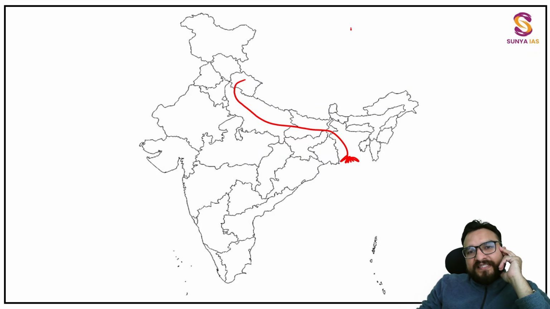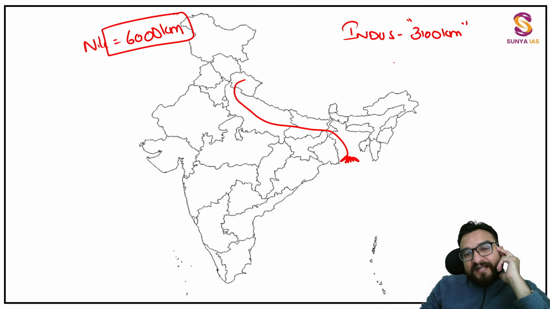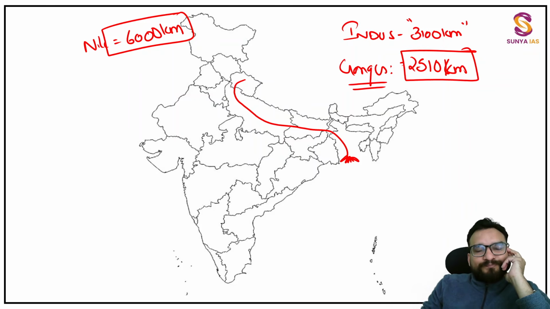First of all, see the length of this Ganga river system, guys. Indus, as I have told you, is 3100 kilometers in length, right? The Nile is somewhere around 6000 kilometers, and the Ganges, or Ganga you can call it, is approximately 2510 kilometers. So like this you are going to find.